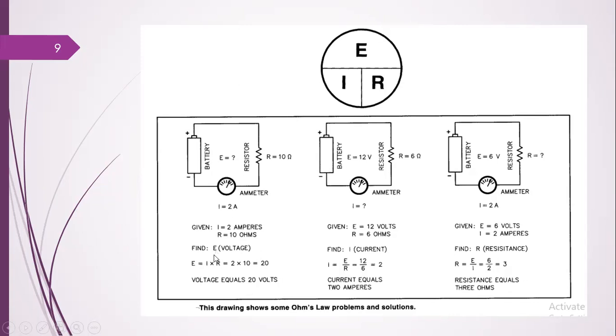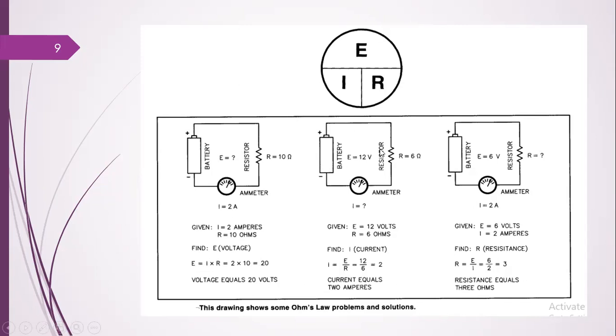Then the formula V is equal to IR, E equal to IR, would be arranged in this way. By multiplying the two entities, current and resistance, with each other, we get the value of 20 volt potential in this circuit that is fed by the battery.